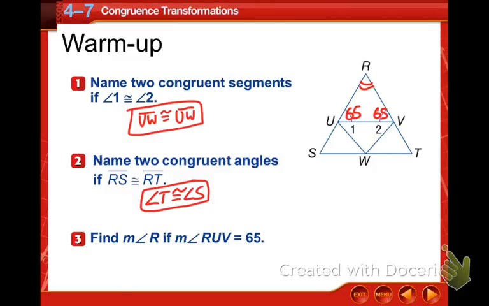So now we just need to add those together, subtract from 180, and we'll have what angle R is. So 65 plus 65 gets us 130, and 180 minus 130 is 50. So the measure of angle R is 50.